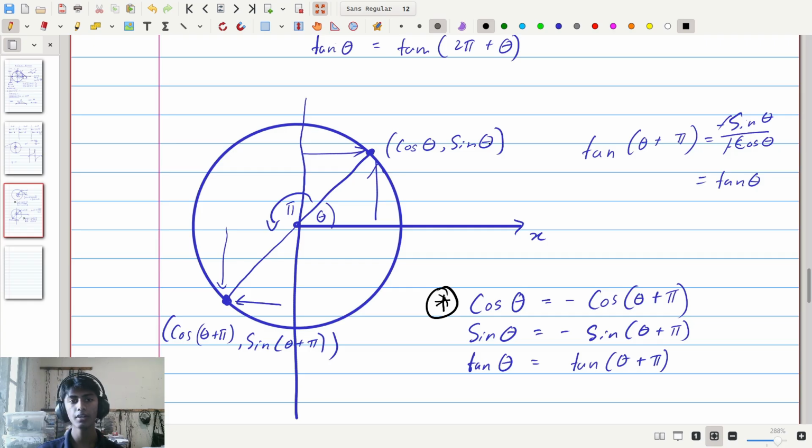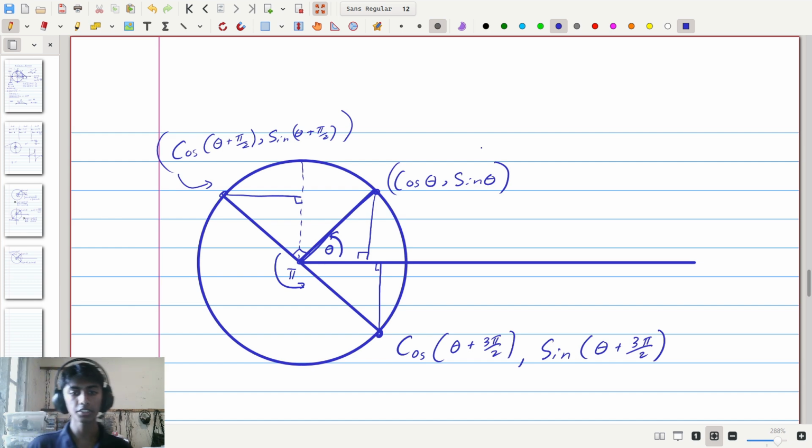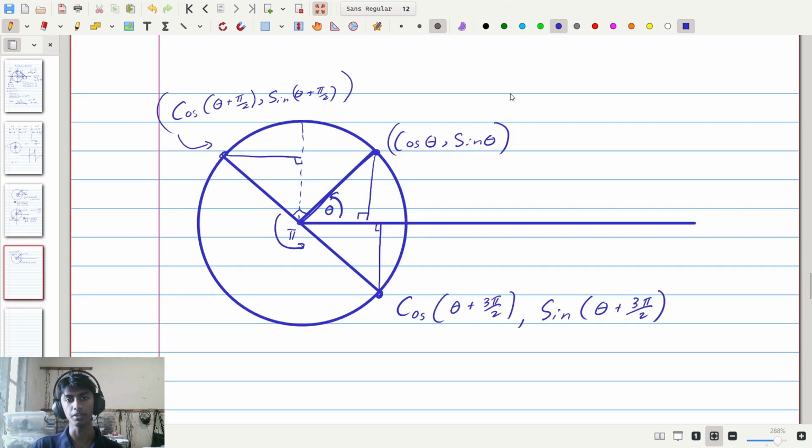Next, let's consider rotations of 90 degrees in both the positive and negative directions. And note that the rotation of 90 degrees in the negative direction will be considered as a rotation of positive 360 minus 90 degrees in the positive direction. Alright, the construction is a little bit messy, but bear with me.